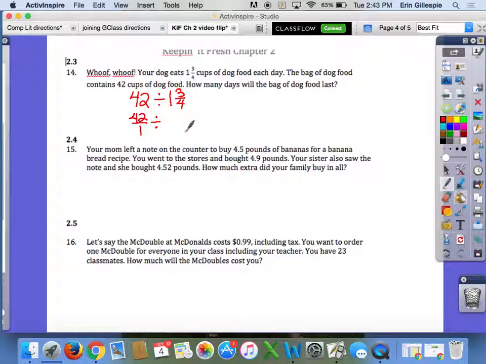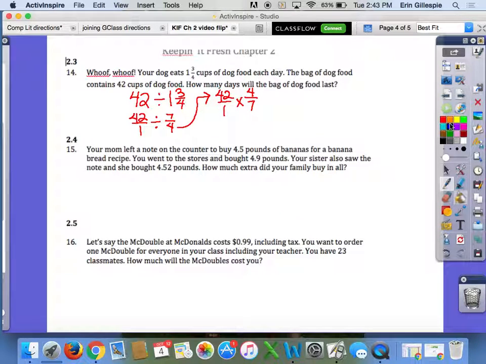Change that mixed number into an improper fraction. So 1 times 4 is 4, plus 3 is 7, so 7/4. Now you can do skip, times, flip. So 42 over 1, skip it, we don't change it. Division becomes multiplying, and 7/4 gets flipped to its reciprocal, so 4 over 7.